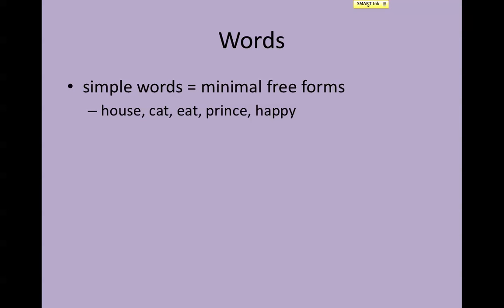All right, let's talk a little bit about words. We have simple words, which are minimal free forms, also known as free lexical morphemes, as I mentioned before. Some examples are house, cat, eat, prince, and happy. You can't divide those into two morphemes. They're just single morphemes, so therefore they're minimal free forms.